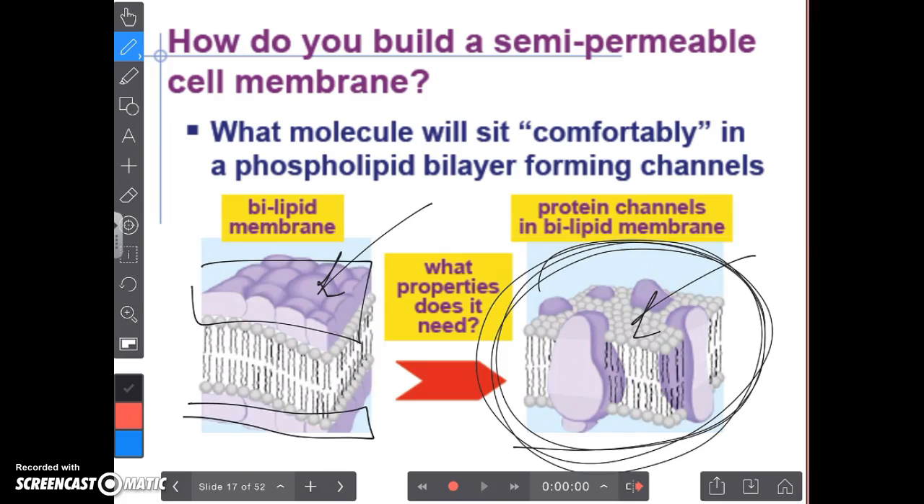But that's not going to help us get materials in through the actual lipid bilayer. Nothing can still get through there. So I have to have proteins that actually can allow the door to travel on through. So it has to be a unique form that way.